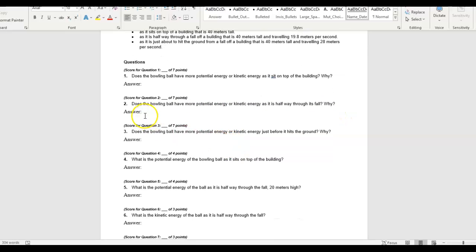As you go on to number 2, does the bowling ball have more potential energy or kinetic energy as it is halfway through its fall? Why? A lot of students here are trying to guess, and what I encourage you to do is plug the numbers in and do the math.